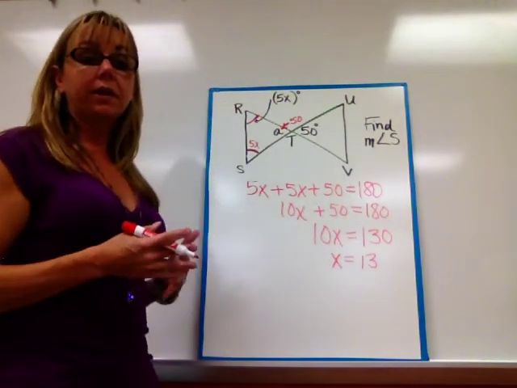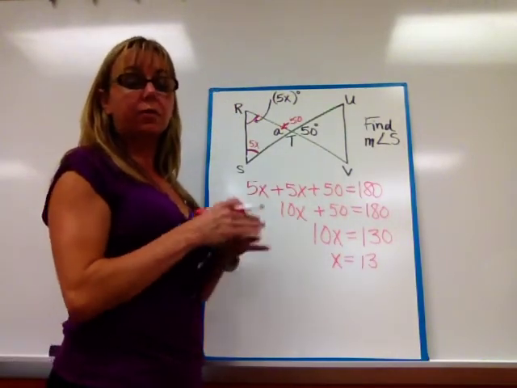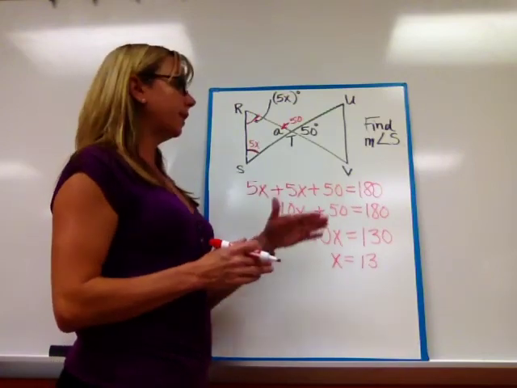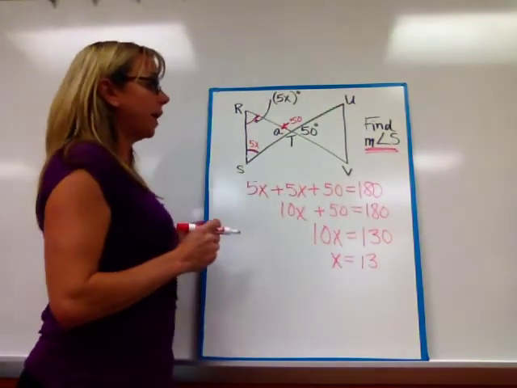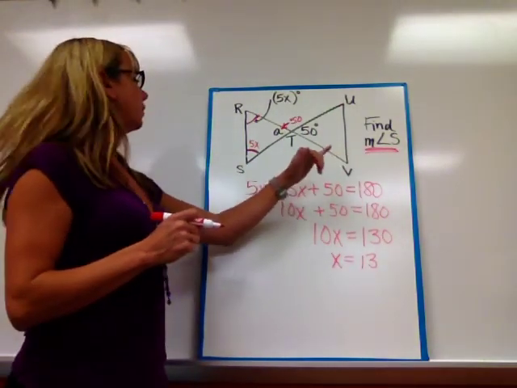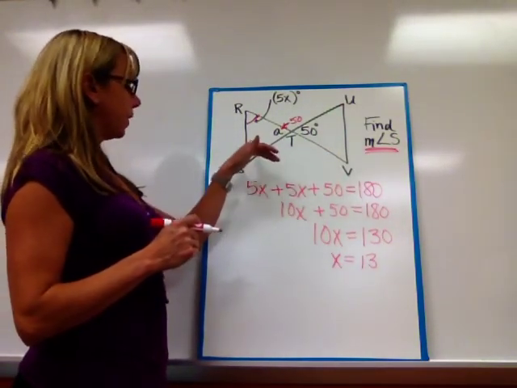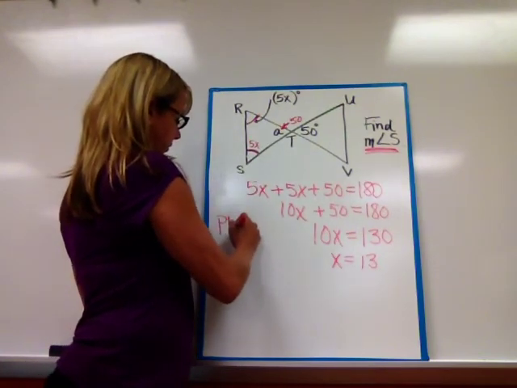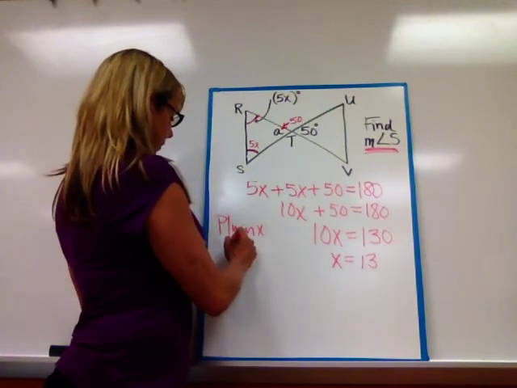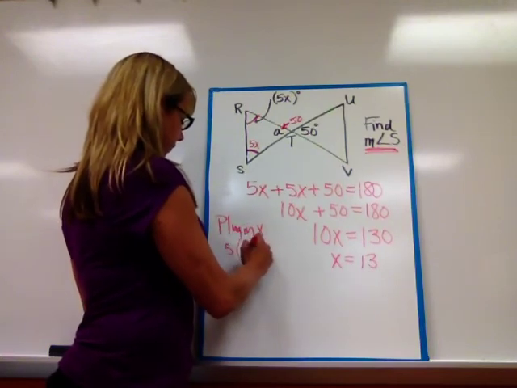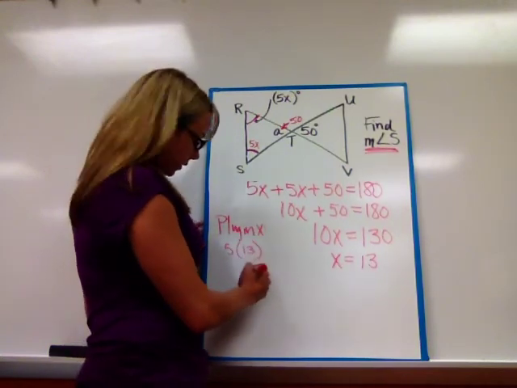All right, here we go again. Don't just solve for x. Okay, I hope you remember this for the quiz. Go back and make sure you're answering the right question. This time they wanted the measure of angle S. So to find the measure of angle S, you're going to go look. S is going to be 5x. So once again, you're going to plug in for x. That's going to give you 5 times 13, which is going to give you 65 degrees.